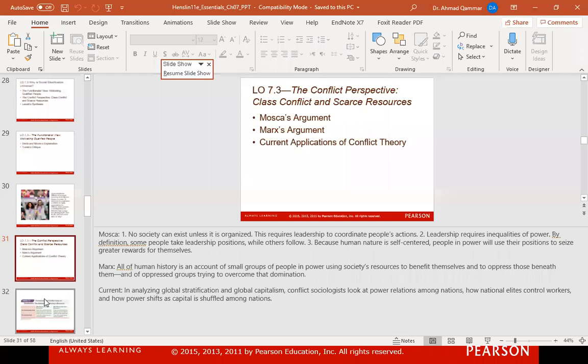Mosca says no society can exist unless it is organized, right? This requires leadership to coordinate people's actions. Leadership requires inequalities. Inequalities of power.